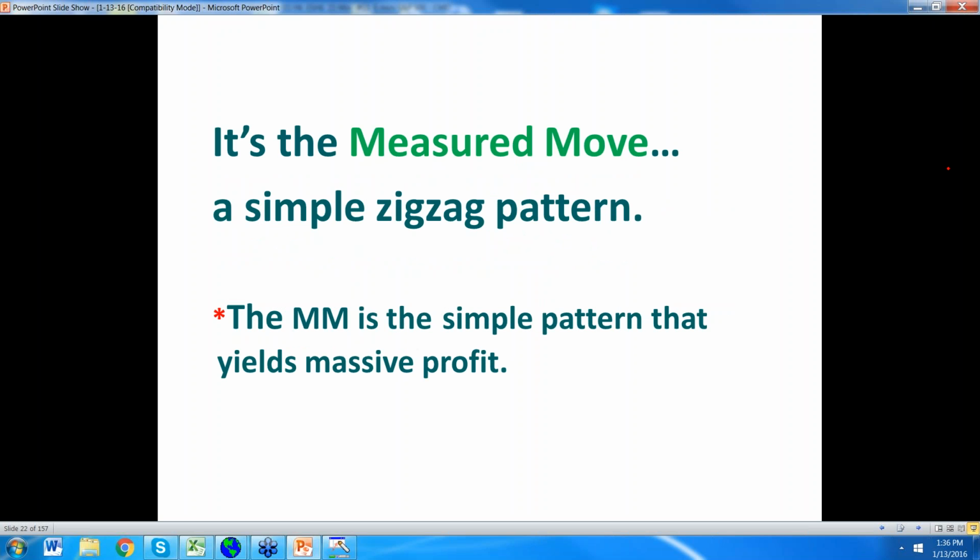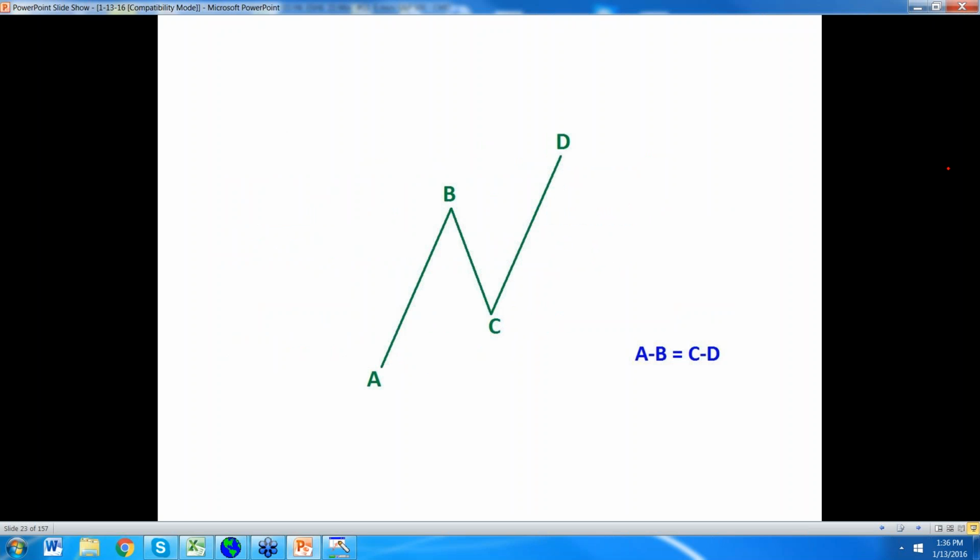Okay, and here it is. This measured move is a simple pattern that can yield massive profit if you know how to use them. Okay, so here's a measured move. Now, in a classic measured move, we have this zigzag pattern going up, and this is a bullish measured move. We have higher lows, higher highs. C is higher than A, and D has gone above B. This is a bullish measured move.